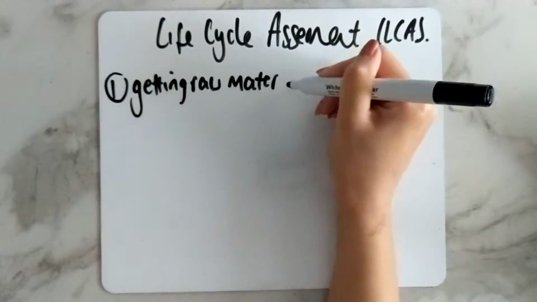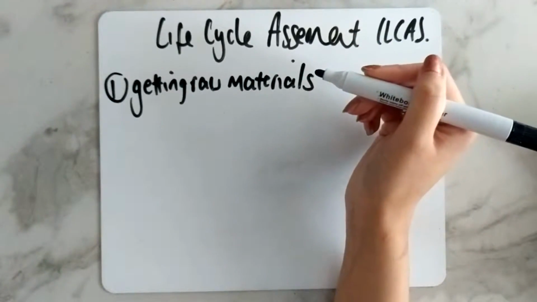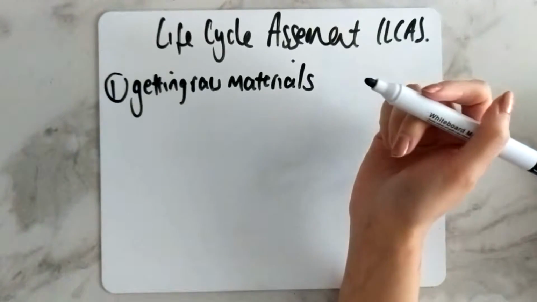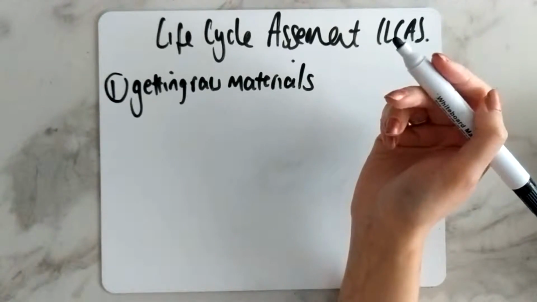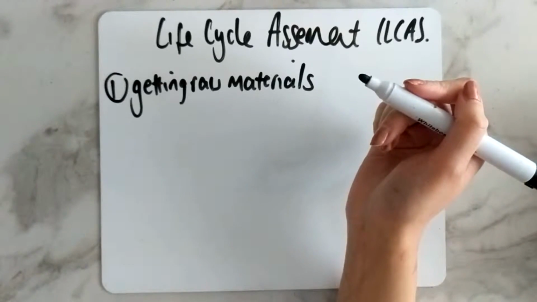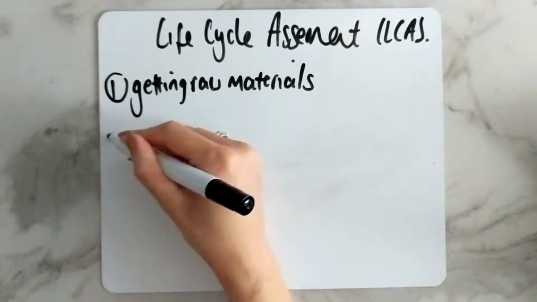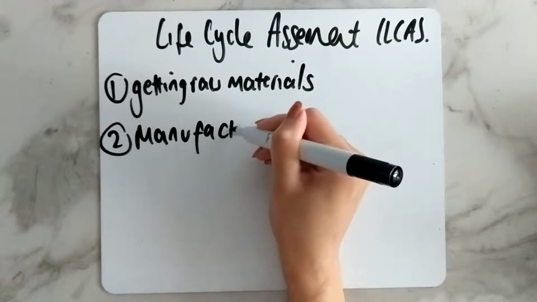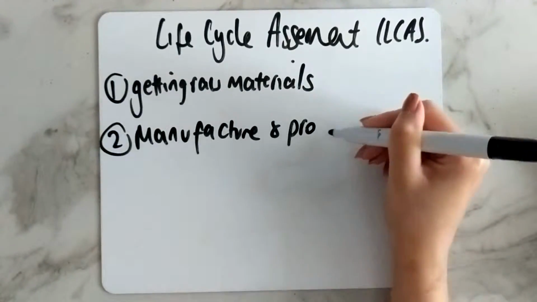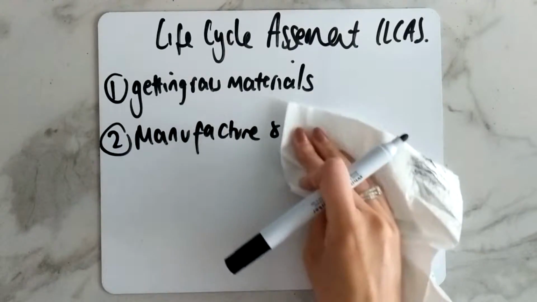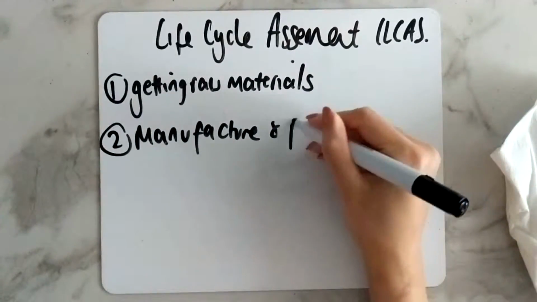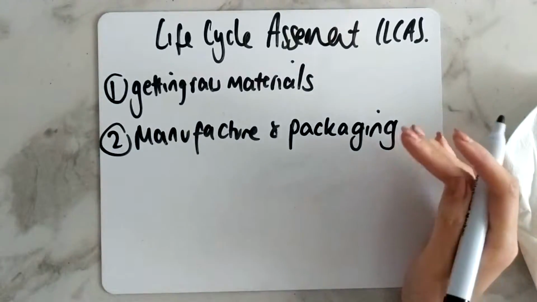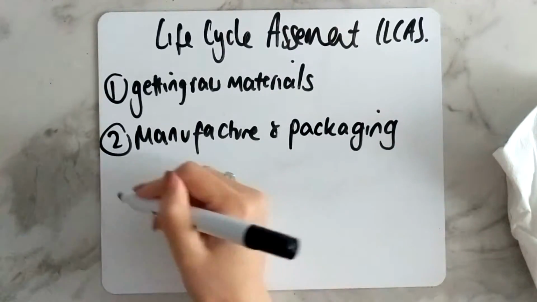So what is that table made out of? Is it made out of metal? Is it made out of wood? Is it made out of marble? And can we get that material in a non-damaging way? Two is manufacture and packaging. So again, can that packaging, can the cardboard box it came in, be recycled?